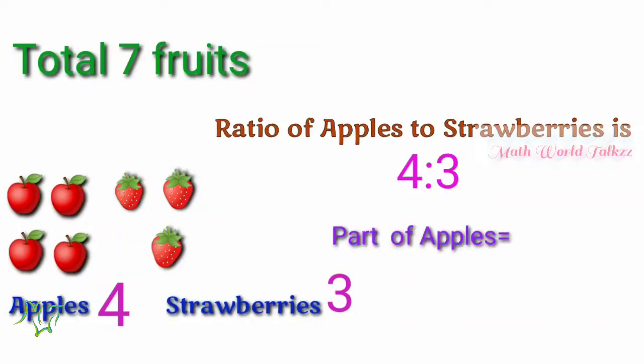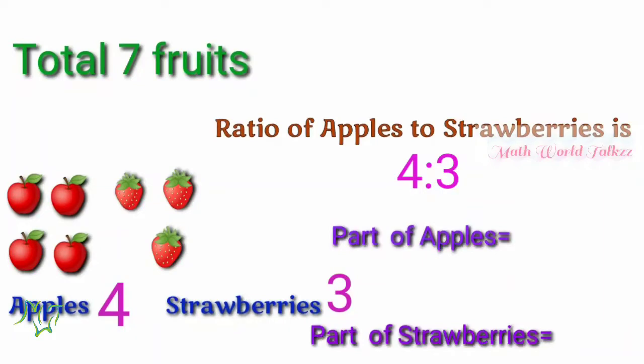Can you tell me what the part of apples is here? We can see 4 apples out of 7 fruits. So the part of apples is 4 by 7. So what about strawberries? It is 3 by 7.